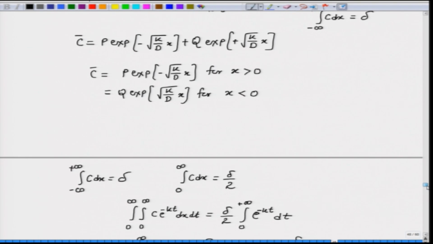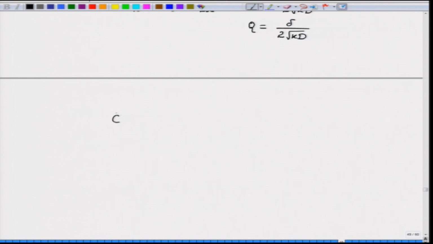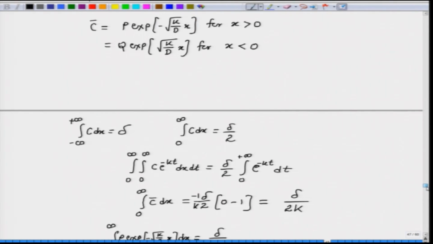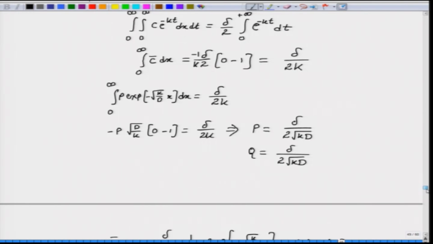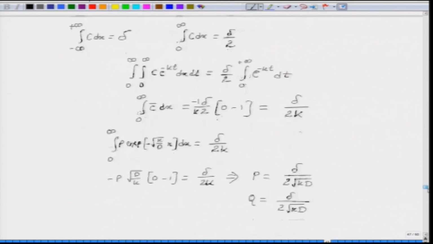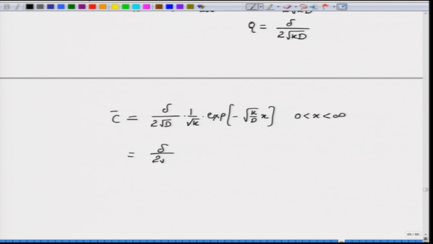Right. So, our C bar will be delta by 2 root d times 1 over root k into exponential minus root k by d x for 0 less than x less than infinity, and q exponential delta over 2 root d times 1 over root k exponential plus root k by d x for minus infinity less than x less than 0.